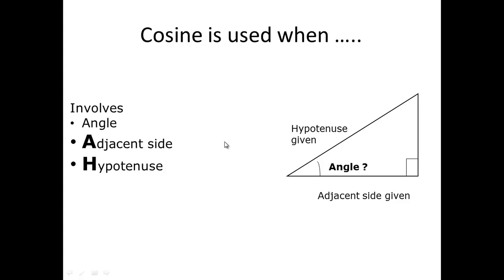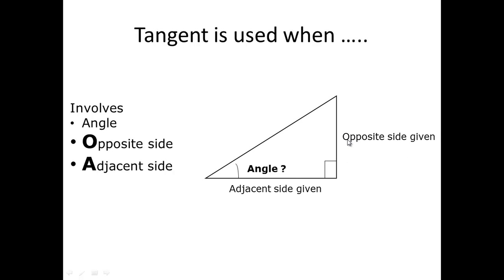Cosine is used when the question involves the angle, adjacent side, and the hypotenuse side. You can use it to find the angle, you can use it to find the adjacent side, and it can also be used to find the hypotenuse. Tangent is used when the question involves the angle, opposite side, and the adjacent side. It can be used to find the unknown angle, can be used to find the unknown opposite side, and can be used to find the unknown adjacent side.